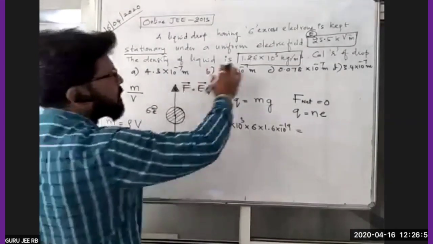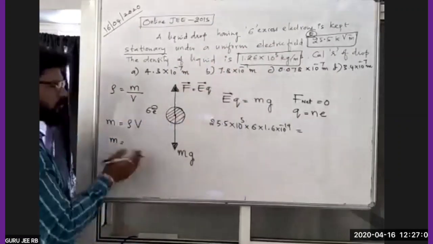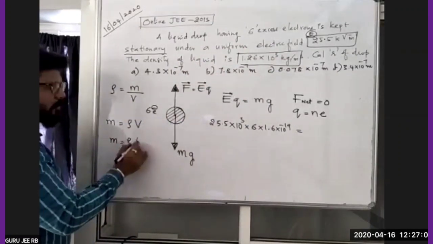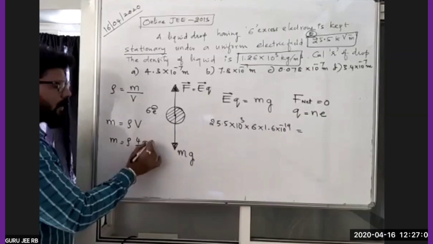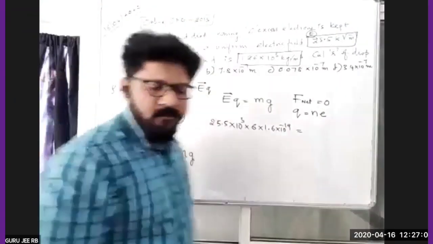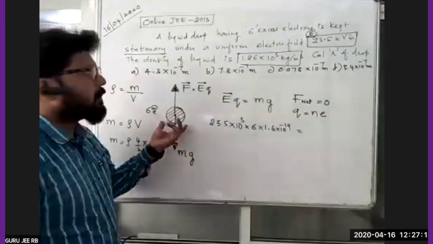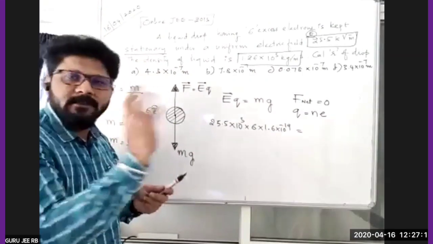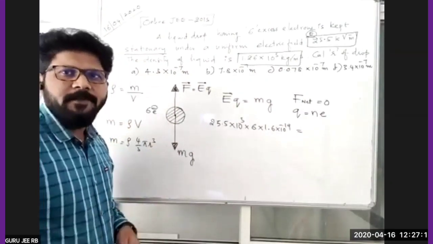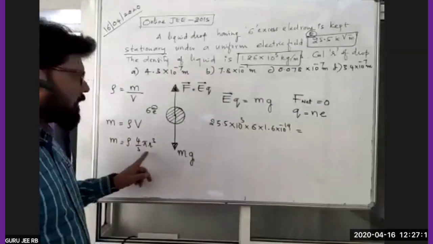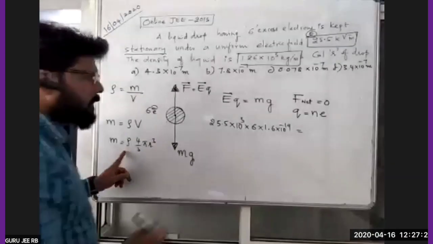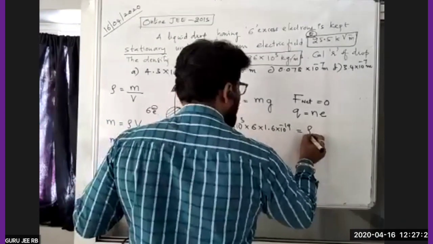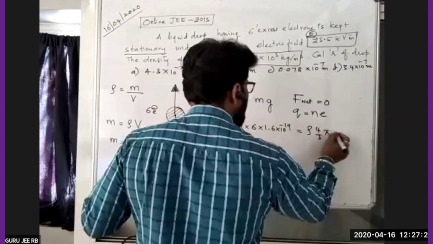Density is 1.26. Density into volume. Volume is 4/3 pi r cube. Why am I taking 4/3 pi r cube, why not any other thing? Because this is a liquid drop, and a liquid drop means a three-dimensional sphere. It is a sphere, right? So that is 4/3 pi r cube. Here I'll write density rho into 4/3 pi r cube into G.